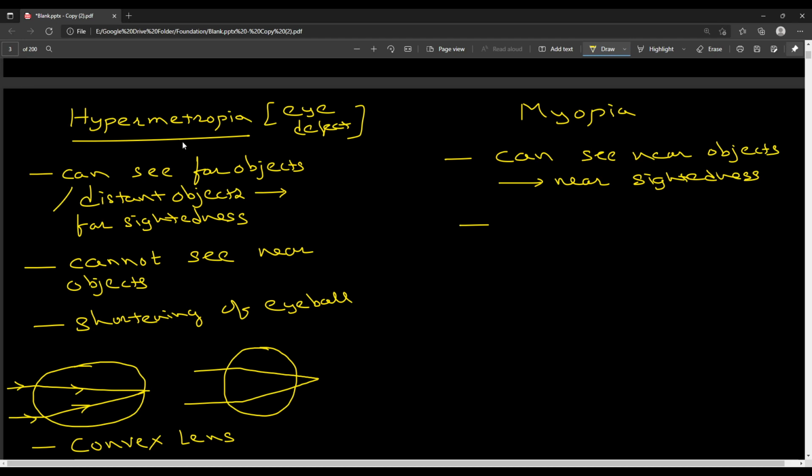In hypermetropia, we cannot see near objects, right? In case of myopia, we cannot see far objects. Completely opposite. I told you hypermetropia and myopia are opposite. In case of myopia, we cannot see distant objects, or far objects you can say.